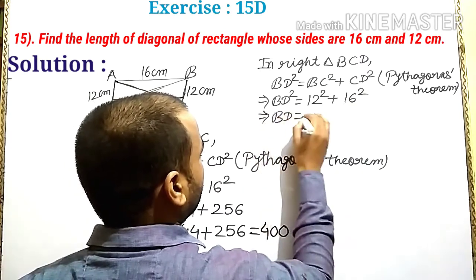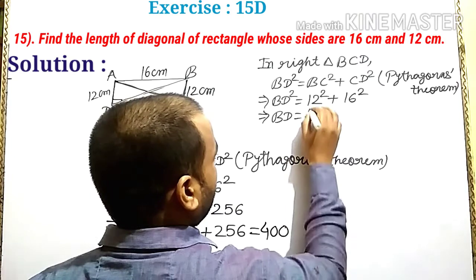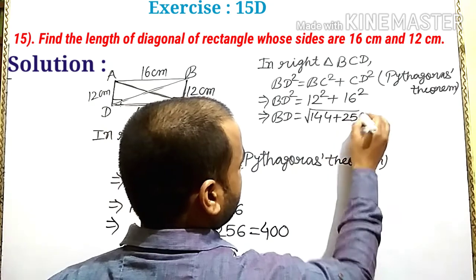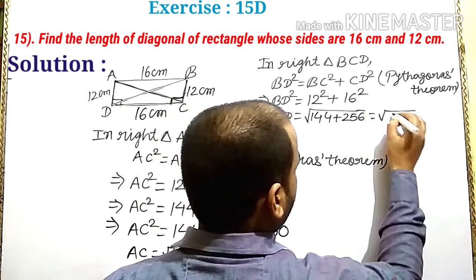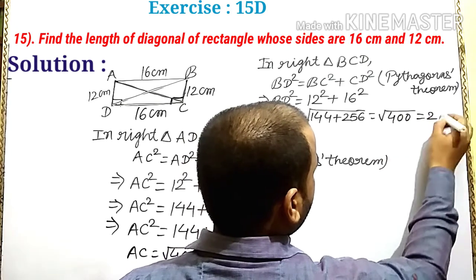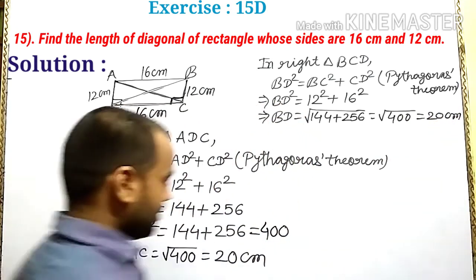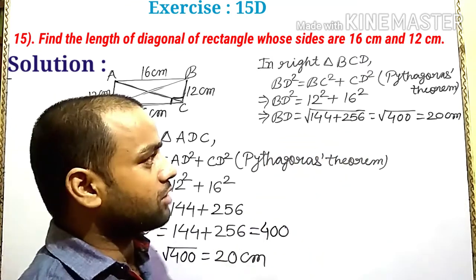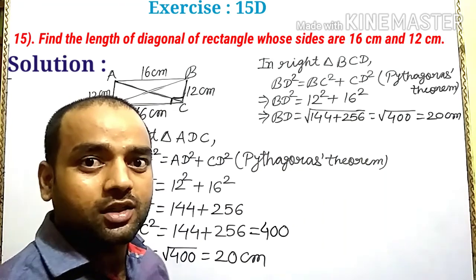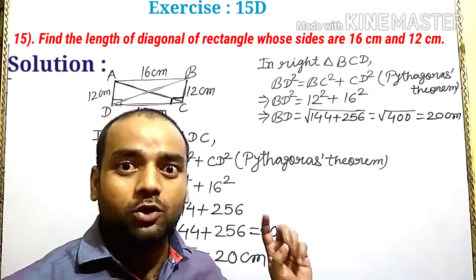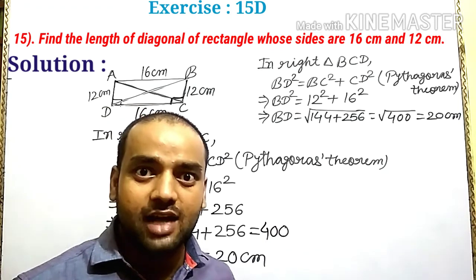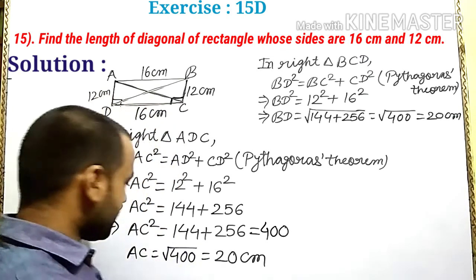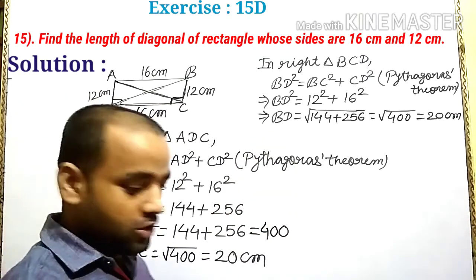BD is equal to under root 12 square 144 plus 16 square 256. We get the square root of 400, which is equal to 20 centimeter. Here look carefully, AC is equal to 20, BD is also equal to 20. So you know the properties of a rectangle, always remember: opposite sides are equal, each angle is 90 degree, and diagonals are equal. Here proof also, AC is equal to 20, so also BD is equal to 20.